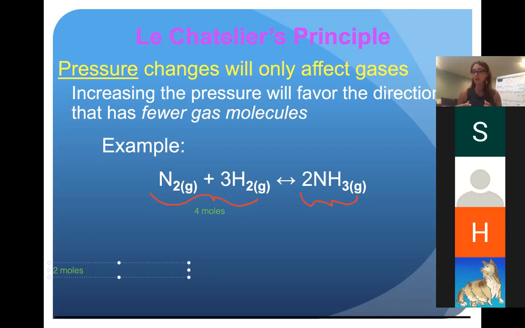Gas particles don't like to be crowded. So if you increase the pressure on them, that stress is going to make them shift to the side with fewer gas particles. And if you relieve the stress, they're going to think the more the merrier, and they're going to shift to the side with more gas particles, okay?